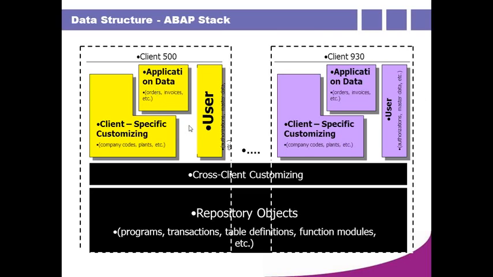Okay. And these clients reside on top of some other areas, those are called repository and cross-client objects. So this is the fundamental thing to operate your system, that is repository, very, very important. Without this repository, your system is not there. See, when you are installing your SAP system, this is what it is building. Nothing but programs, transactions, function modules, like that.